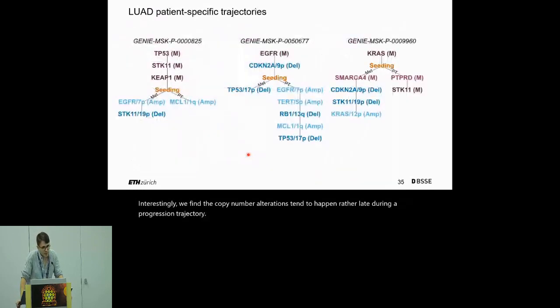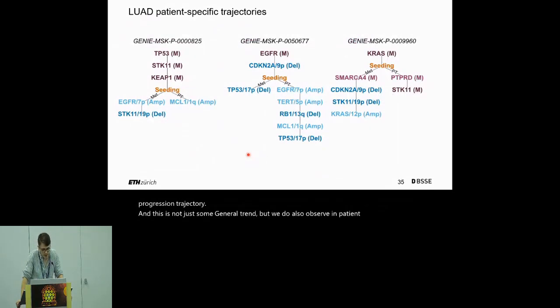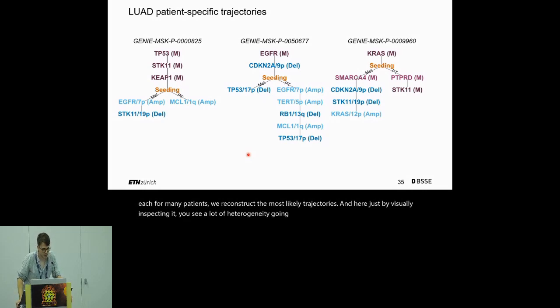And this is not just some general trend, but we do also observe it in patient samples. So for many patients, we reconstruct the most likely trajectories. And here, just by visually inspecting it, you see a lot of heterogeneity going on between the patients. So patient 1 has a lot of mutations accumulating prior to the seeding. Patient 2 has EGFR and a copy number alteration, which on average tends to happen late. And patient 3 only needs a single mutation.